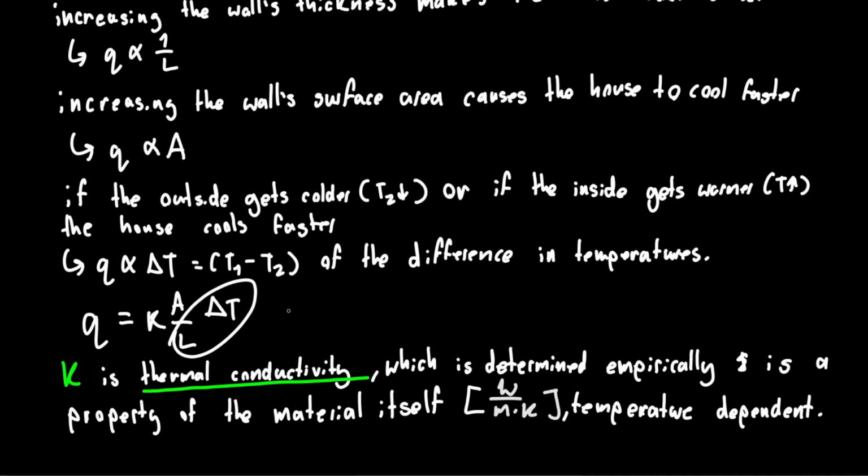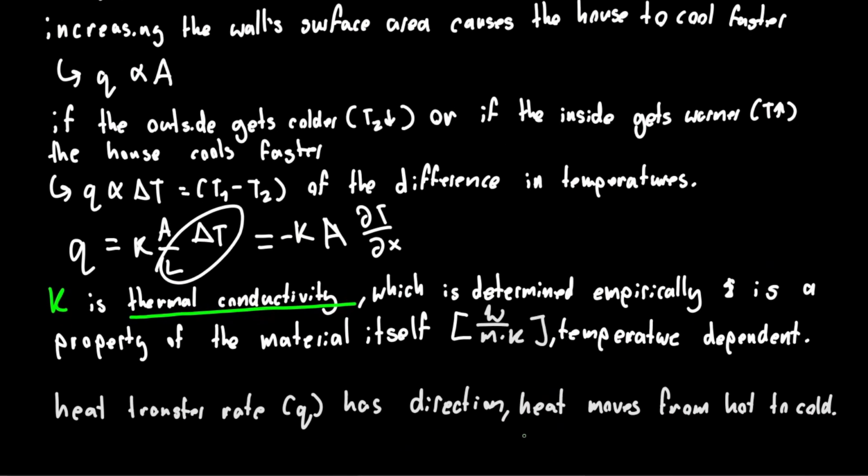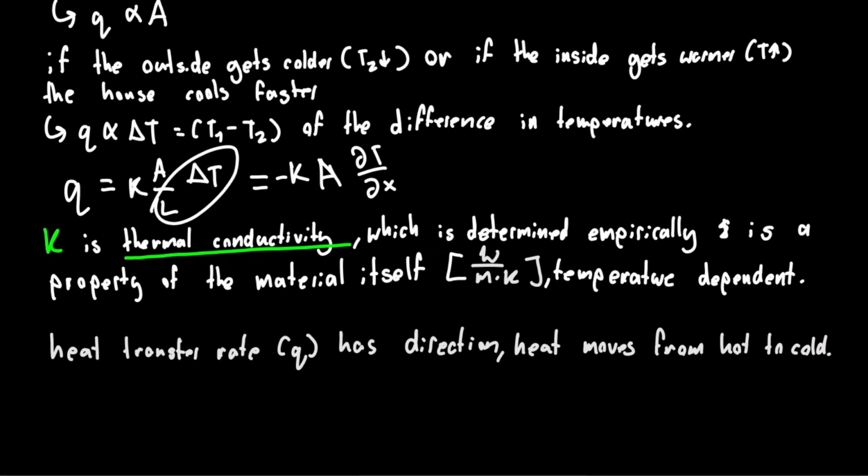Now this delta T over L can also be represented as dT over dx. And the reason this minus is in here is because it defines the directionality of heat transfer, which is that heat moves from hot to cold. That's why the negative sign is in here.